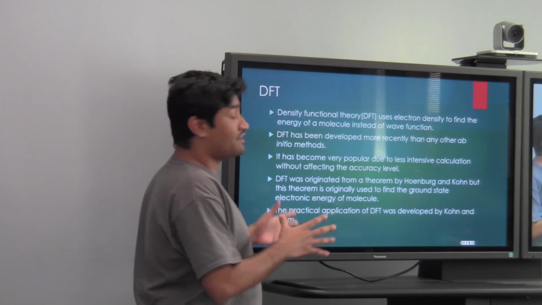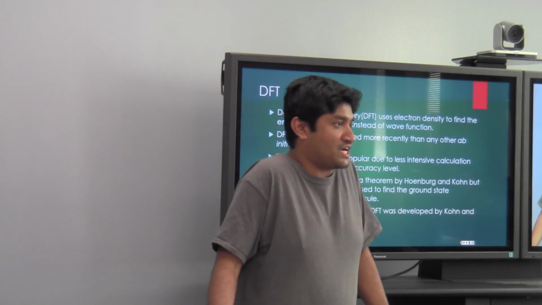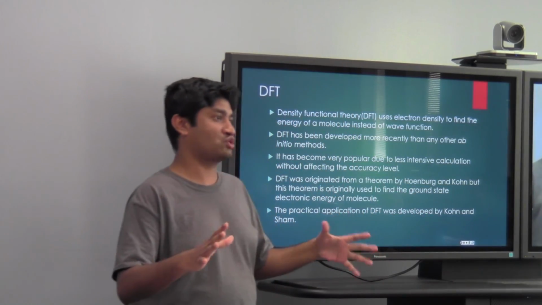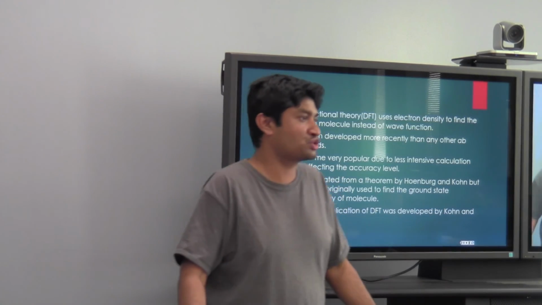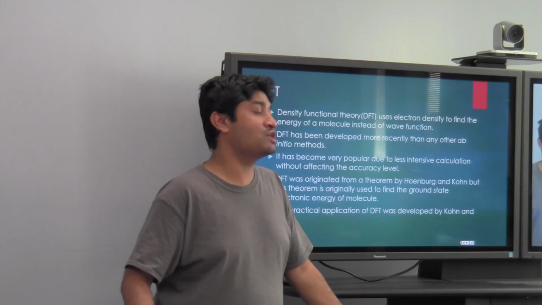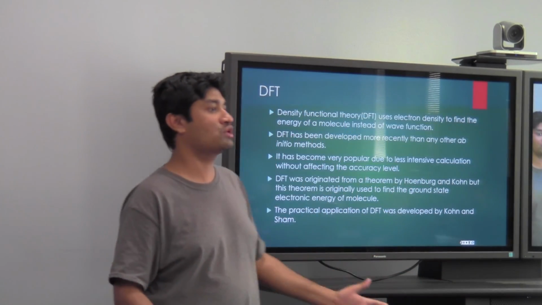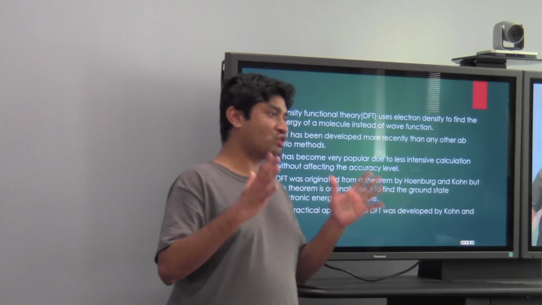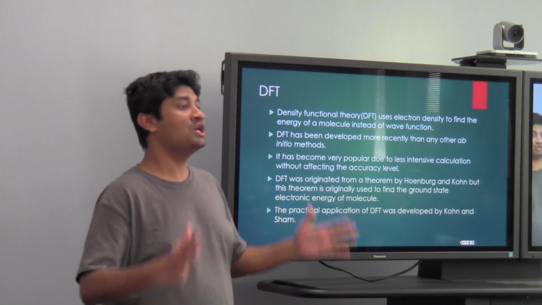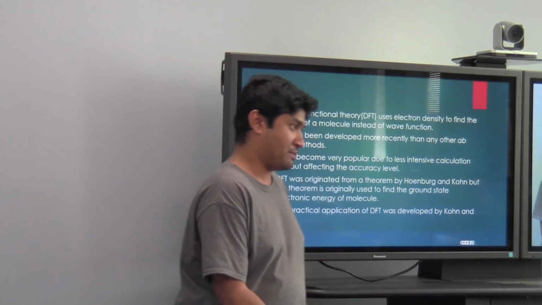Density functional theory, abbreviated as DFT, uses the electron density to find the energy of a molecule instead of the wave function. It is one of the newest methods and it has become popular due to less intensive calculation. It originated from the theorem by Hohenberg and Kohn, but the original theorem was used for the ground state electronic energy of a molecule. The practical application of DFT was developed by Kohn and Sham.